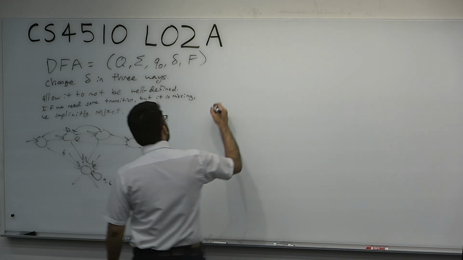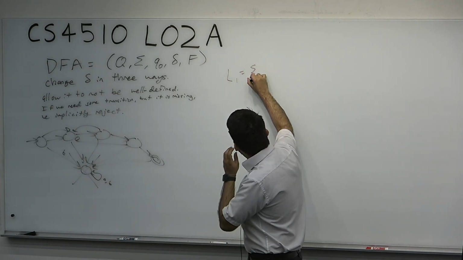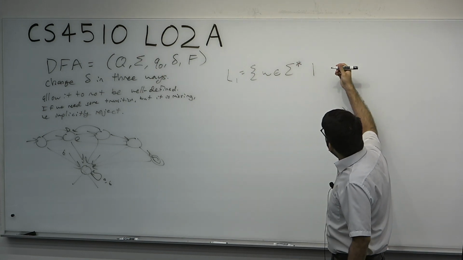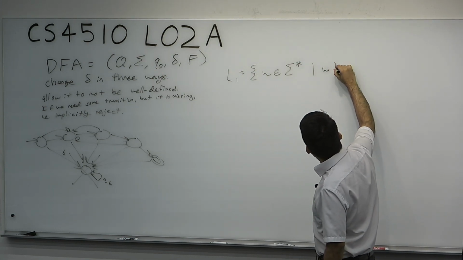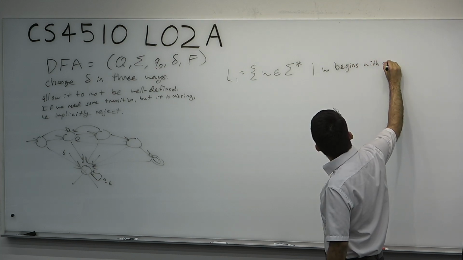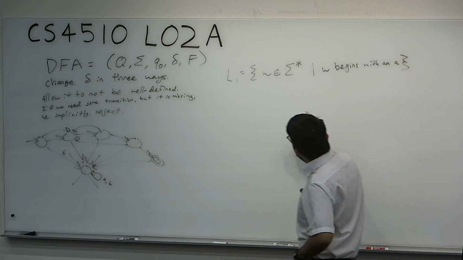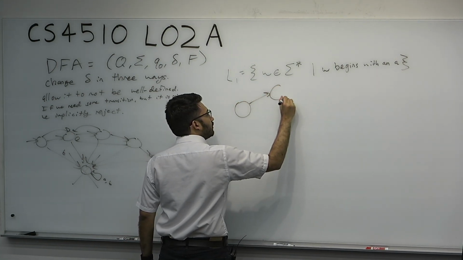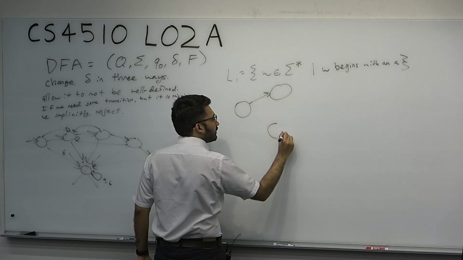So like if we did the language, I think it was L1, W is in sigma star, and W begins with an A. If you recall, the DFA for this would have been, we had 2 purgatories.